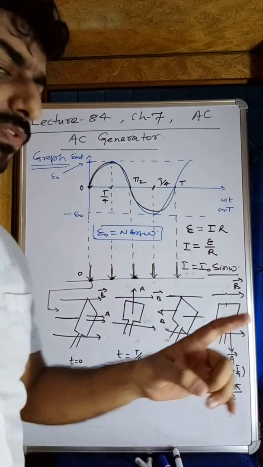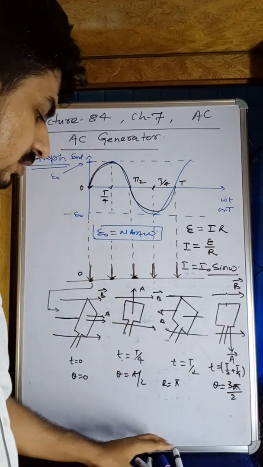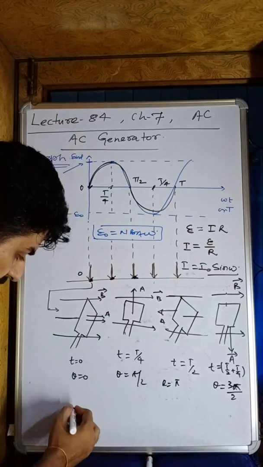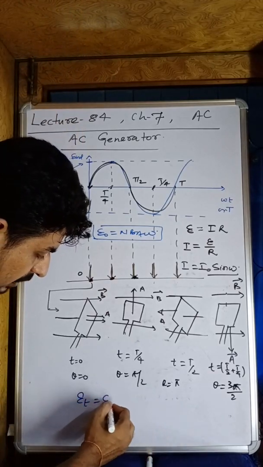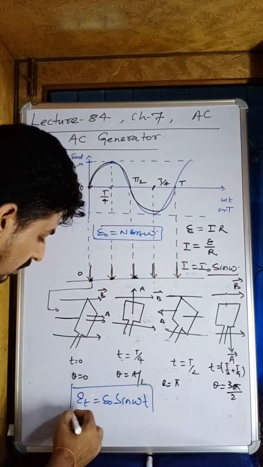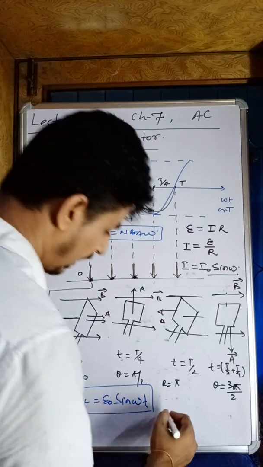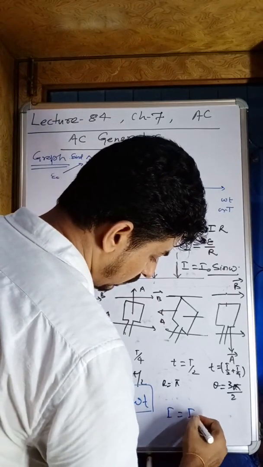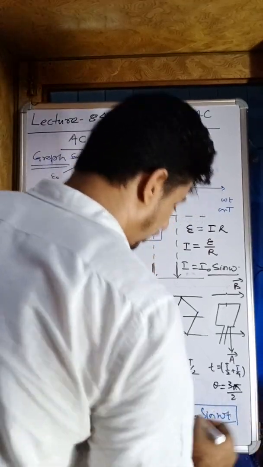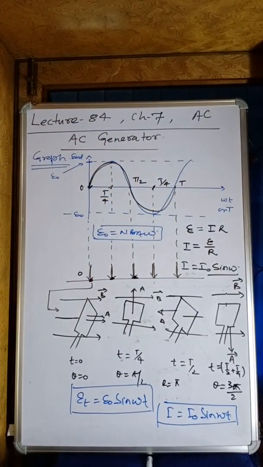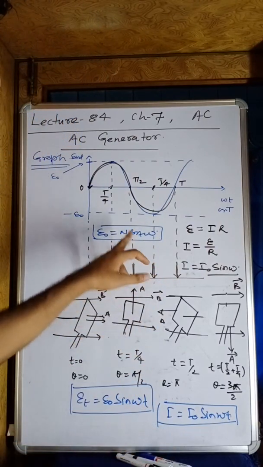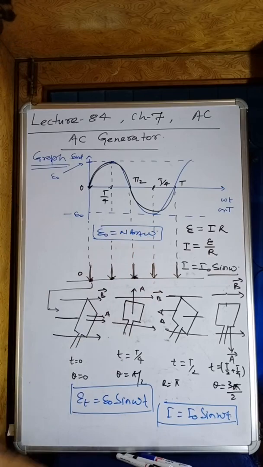My dear students, we got one equation that we have studied already in electromagnetic induction. It is E(t) equals E naught sine omega t. This is the voltage generated by the generator, and I equals I naught sine omega t. What is the value of I naught and E naught? Already we have written: E naught is NBA omega, and I naught is NBA omega divided by R.